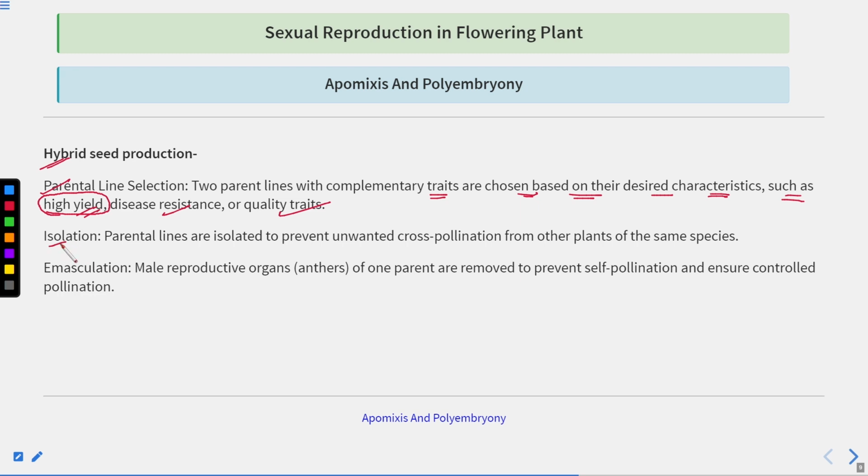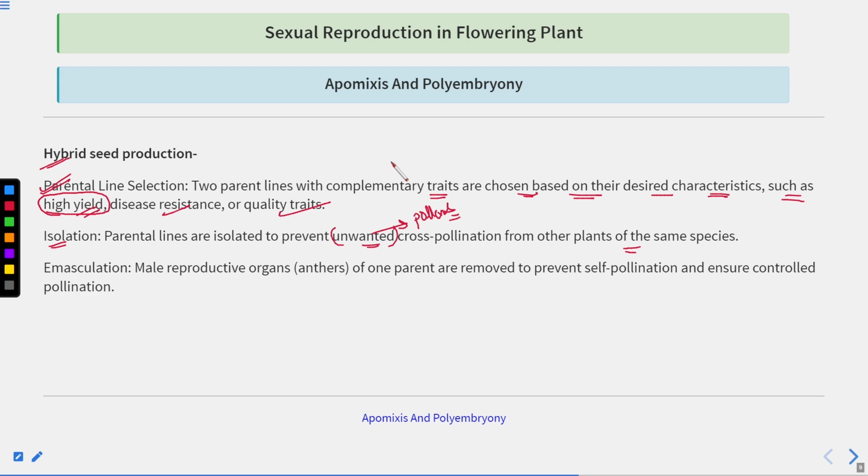Now, second is the isolation. The parental lines are isolated to prevent the unwanted cross-pollination from other plants of the same species. Clear? So, these parental lines that you have selected are protected from cross-pollination from unwanted pollens. Clear?